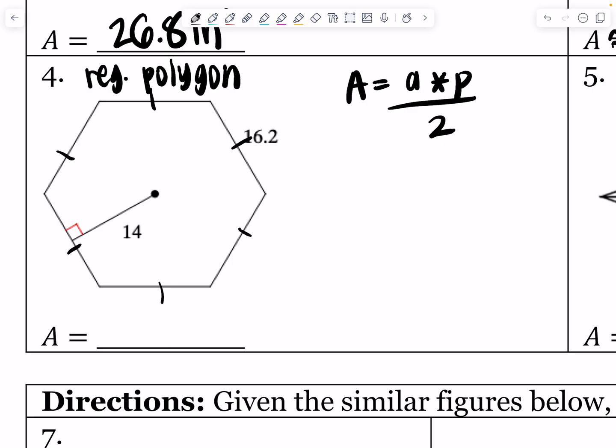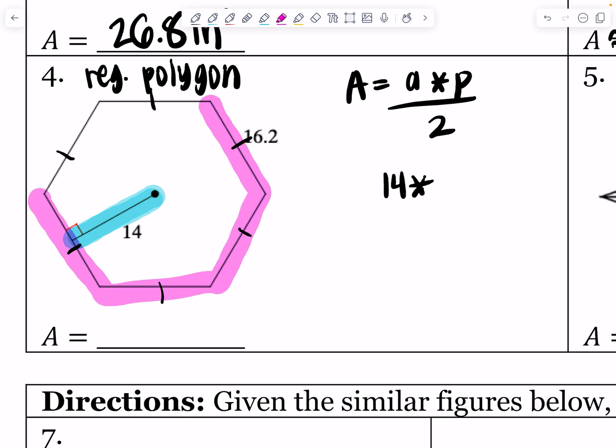And so what is your apothem? Your apothem is going to be this perpendicular distance to the center. And so my apothem is going to be 14. And then I'm going to multiply that by my perimeter. Well, what is the perimeter? I've got 16.2 all the way around.